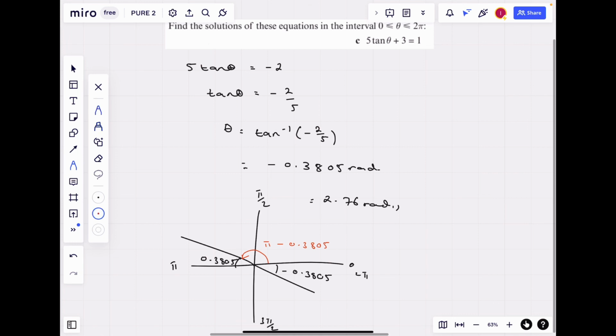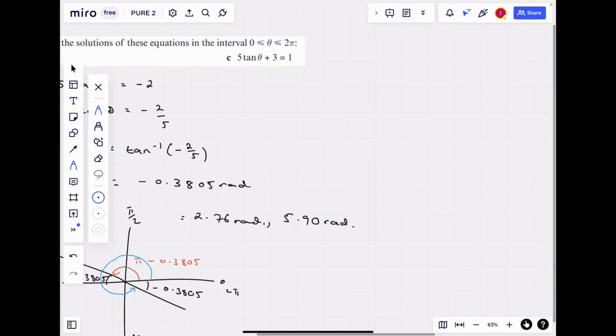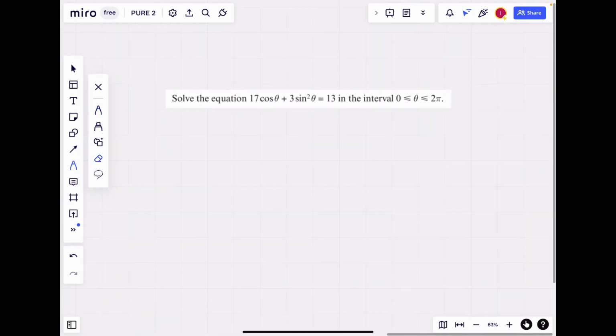The other solution, you are going to go from 0, you're going to go around till you hit the other line, which is 2 pi minus 0.3805. So 5.90 radians. And that's to 3 significant figures. Okay. Have a look at that question for me, please.